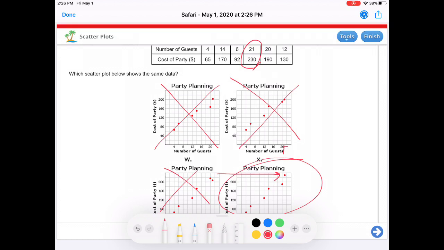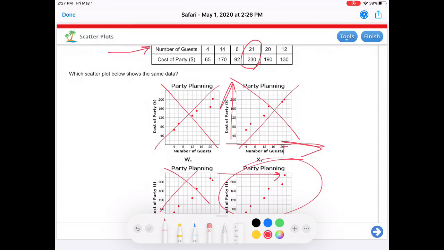So a big thing with scatter plots that you have to know how to do is plot points on the coordinate plane. So remember, the horizontal axis goes left and right, and the vertical axis goes up and down. And typically, we call this the independent variable.